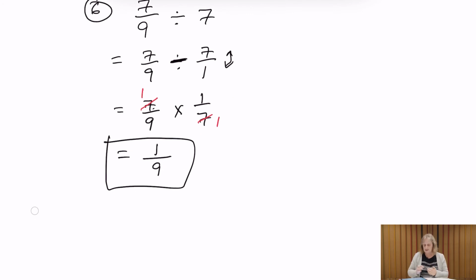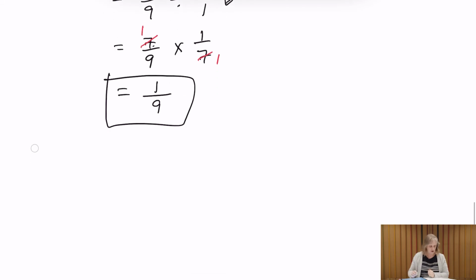But if you ended up with an answer that was an improper fraction, say 9 over 7, then you could just leave it in that format. That's fine, unless you had extra instructions to do it otherwise.